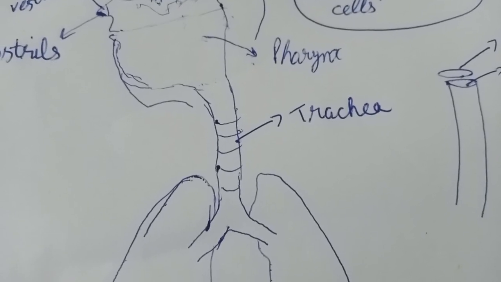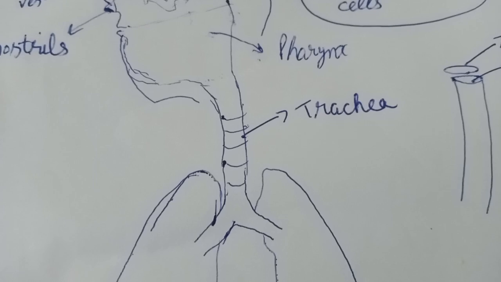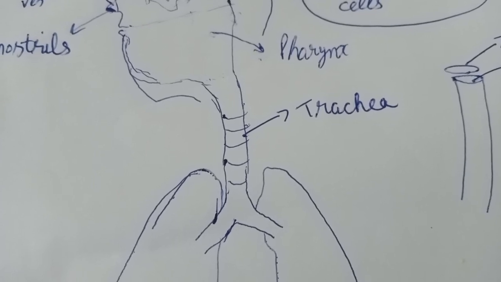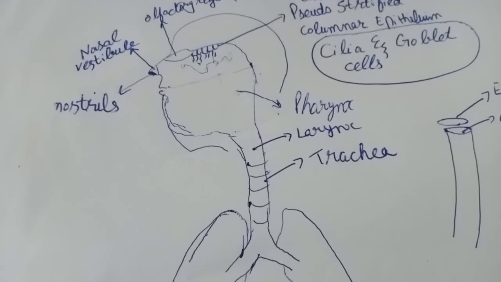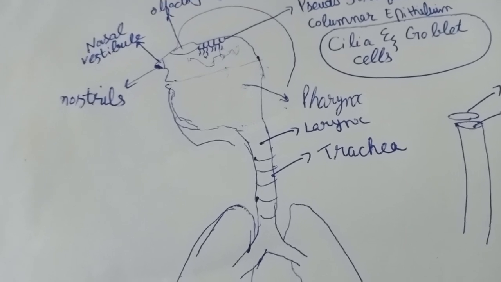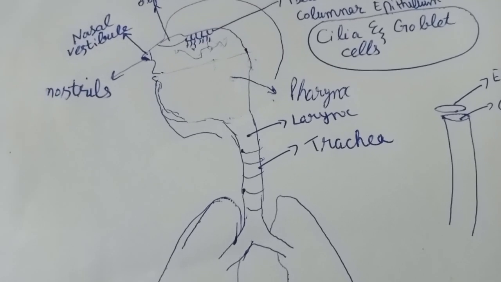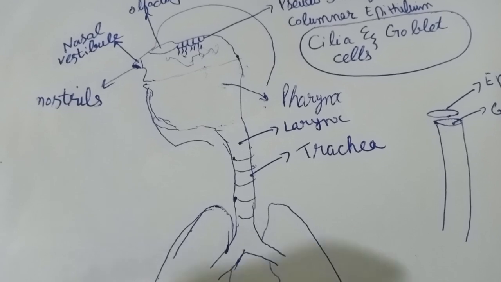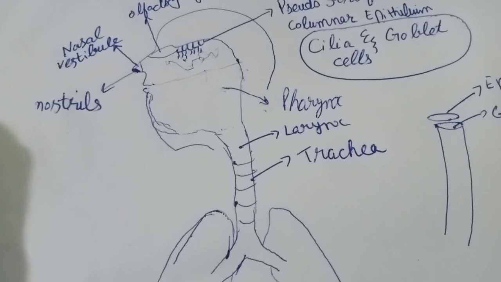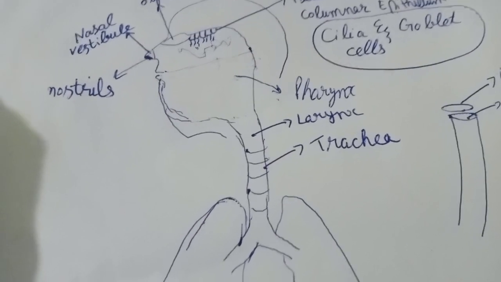The trachea consists of C-shaped cartilage rings. Above the trachea there is the larynx. When air passes through the larynx, it makes a vibration, and due to the vibration, sound is produced. The larynx is also called the voice box of the human body.